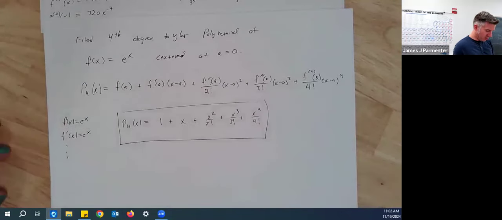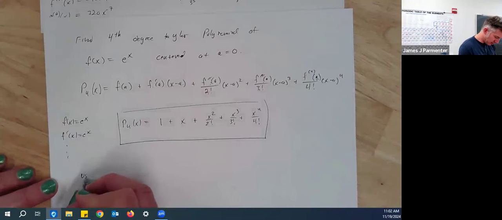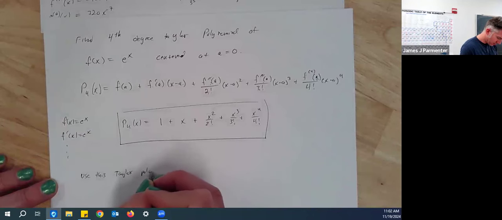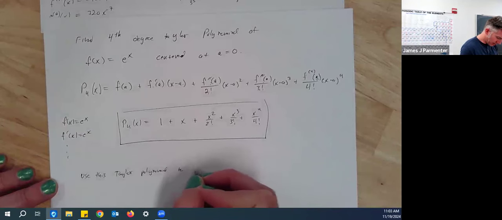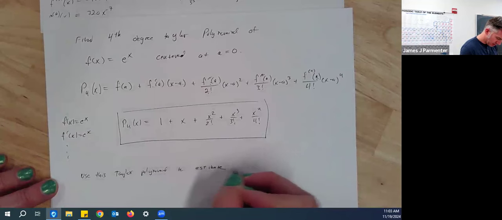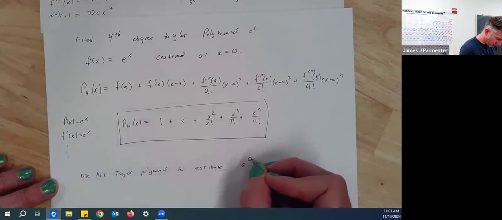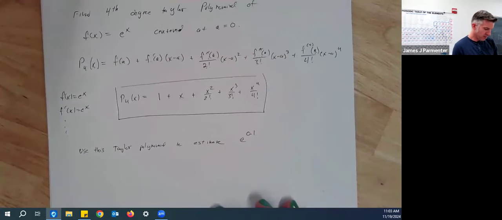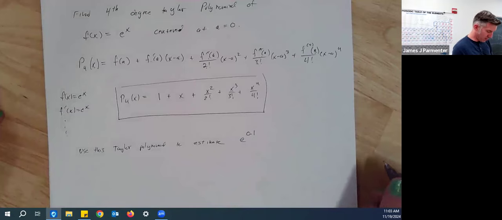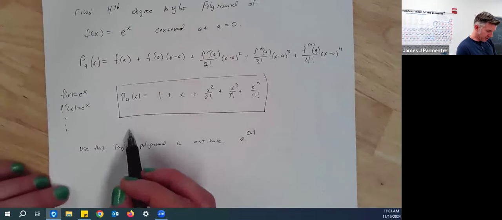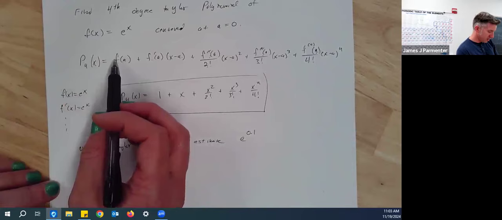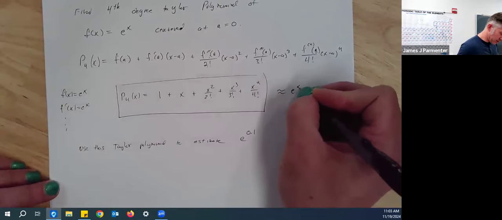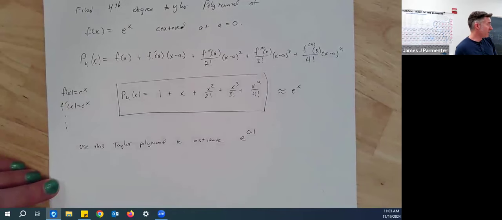And then if they asked us to, let's say we wanted to use this Taylor polynomial to estimate e to the 0.1. Well, we would just plug in a value of 0.1, right? Because again, this is our Taylor polynomial centered at 0. So this is our what e to the x is approximately equal to. Or if you want, it's our linearization.